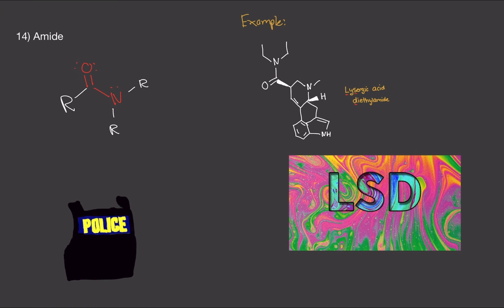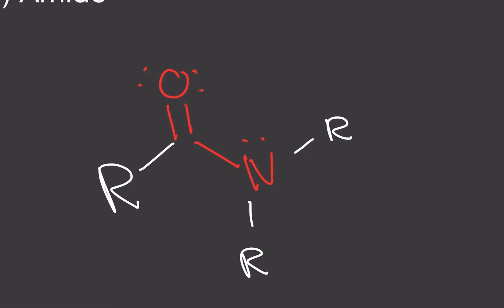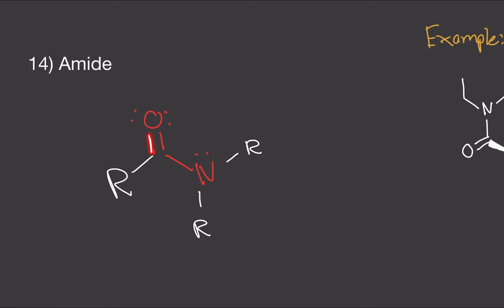Let's move on to amide. Please do not get confused with amide and amine. They're two different things, and very frequently they get mixed up. An amide has a carbon that's double bonded to an oxygen, and that carbon is also bonded to a nitrogen. And the nitrogen is connected to other things, other R groups. So it's basically an oxygen, a carbon, and a nitrogen, and the carbon must have a double bond with the oxygen. That's what an amide is.